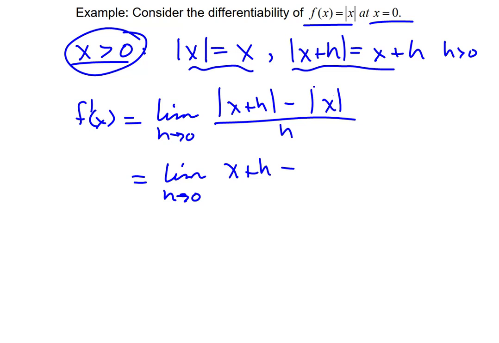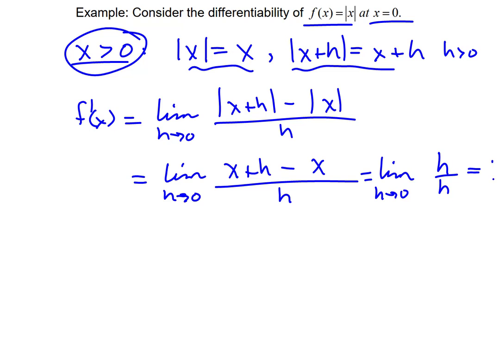Secondly, minus absolute value of x. Well, again, we've called that x already above. And so we'll have x plus h minus x in the numerator all over h. If we simplify this a step further, we have the limit as h approaches 0 of, well, x plus h minus x is just h over h, but h over h is really 1, and so this limit turns into just positive 1. Now that's the case when x is positive or greater than 0.